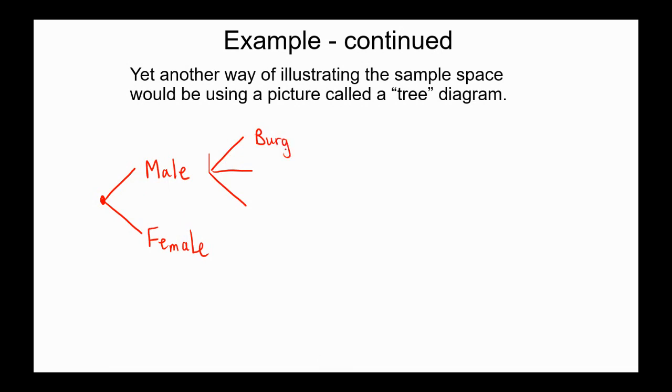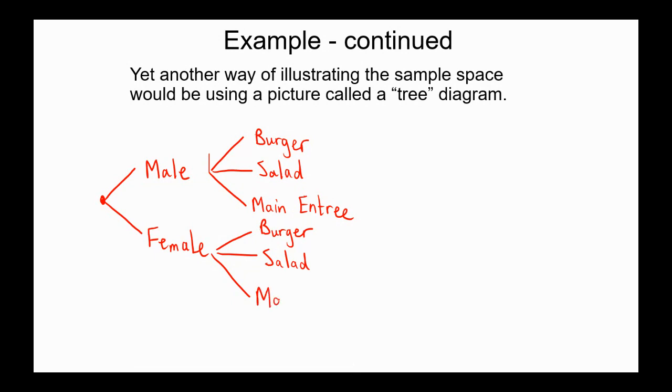They can get a burger. They can get a salad. Or they can get a main entree. Regardless of whether you're male or female, everyone gets the same three options. Burger, salad, main entree.